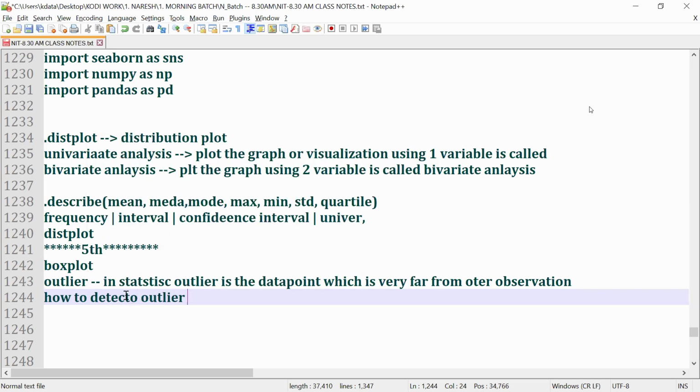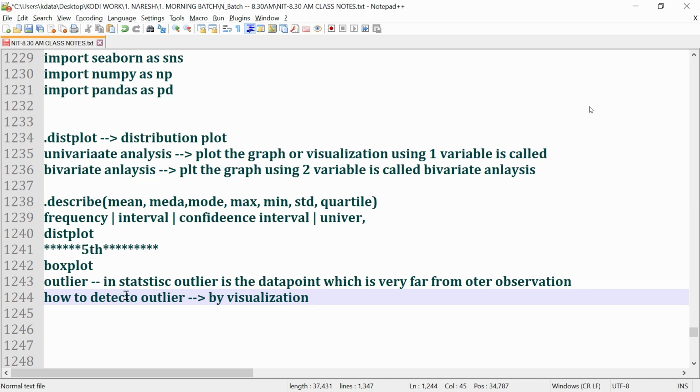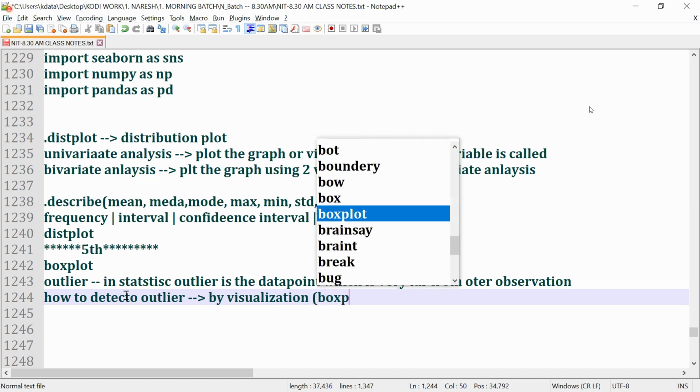Now, next question. How to detect outlier then? What is the answer, guys? How to detect outlier? By visualizations. What is the visualization's name? Box plot. Do you understand or not? I'll give you another example.